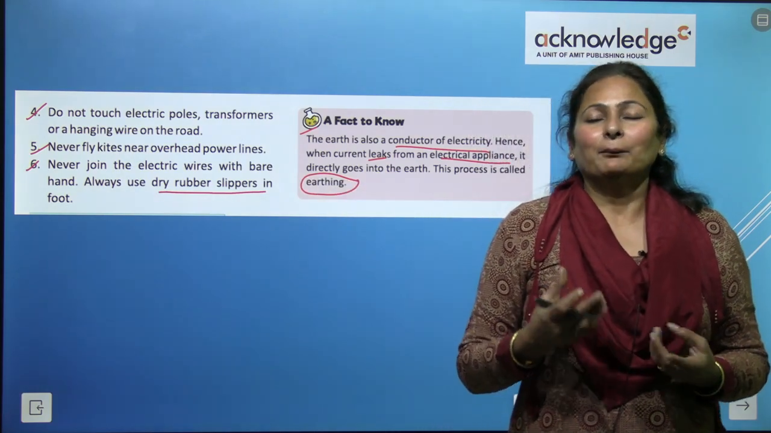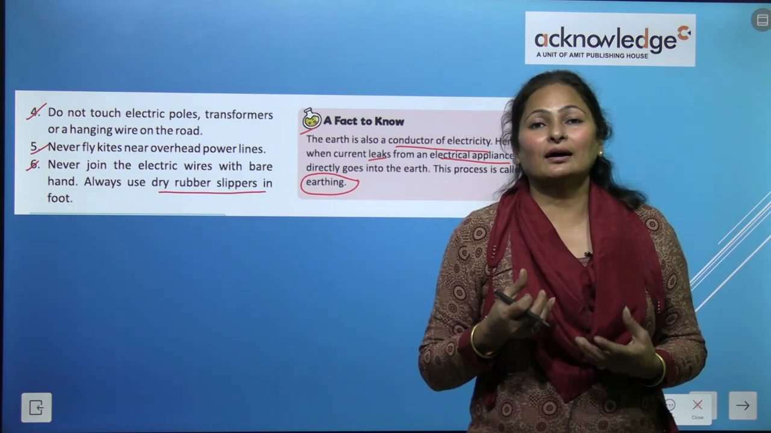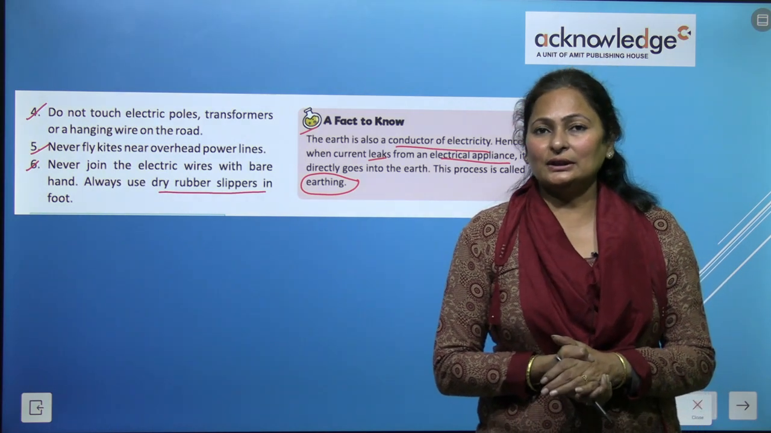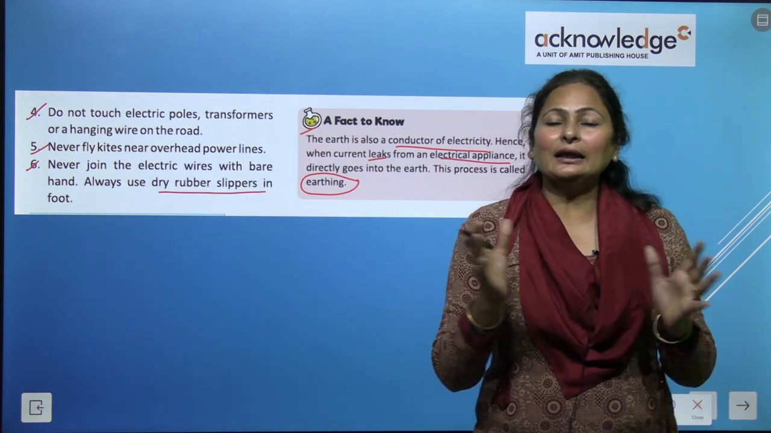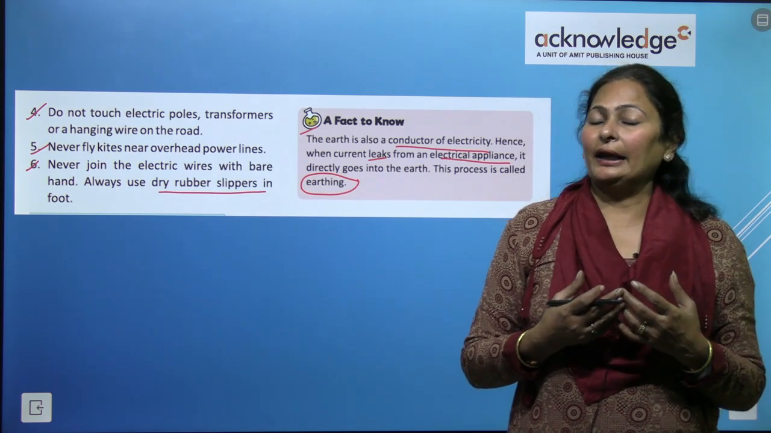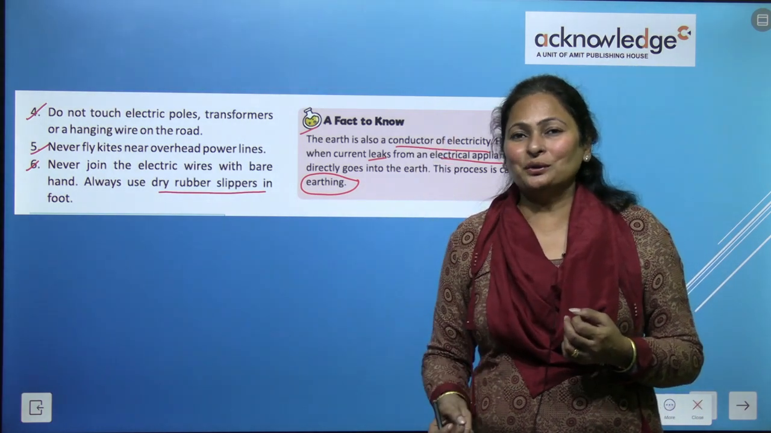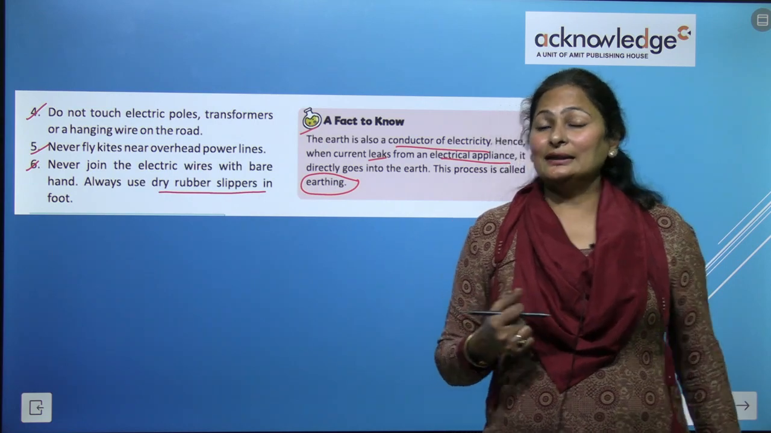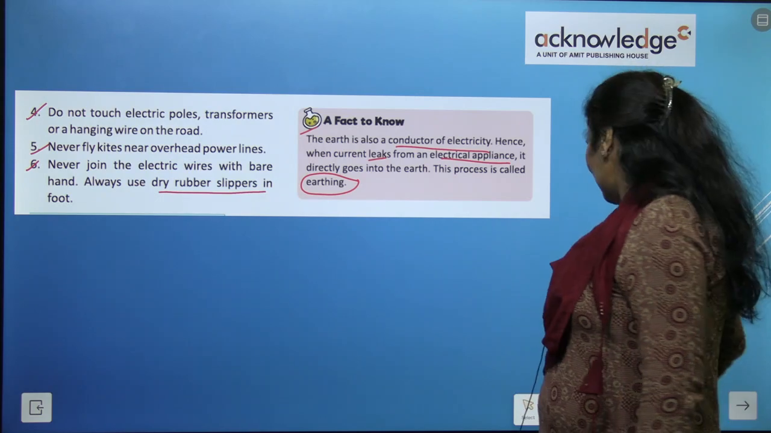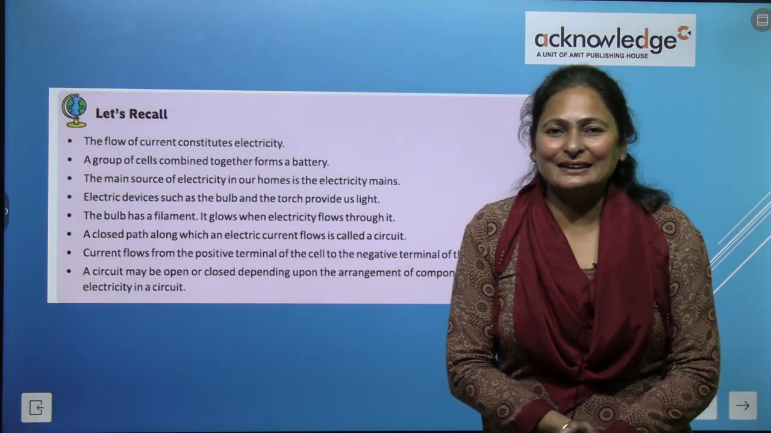An electrician knows it, but it can be asked as a question in the exams: what is earthing? So earth is also a good conductor of electricity, and when there is a leakage of current in any electric appliance, this current goes towards the earth, and this process is known as earthing.